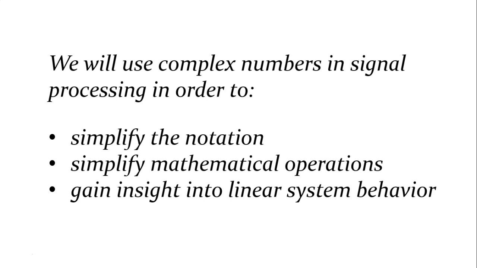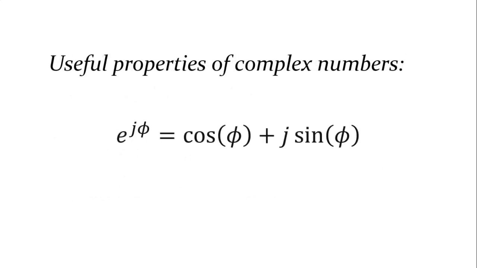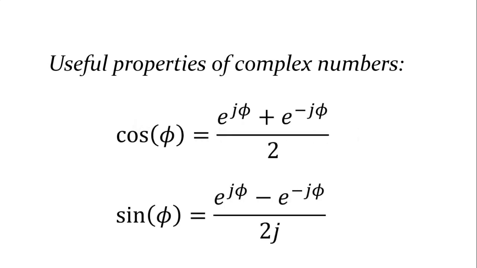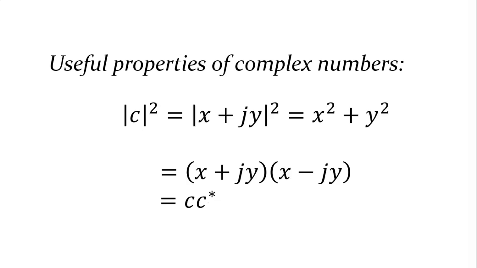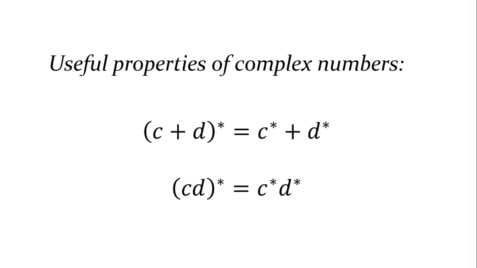Here are a few important identities to remember. As previously mentioned, Euler's formula, cosine and sine in terms of complex exponentials, magnitude squared of a complex number, and the properties of the complex conjugate operation.